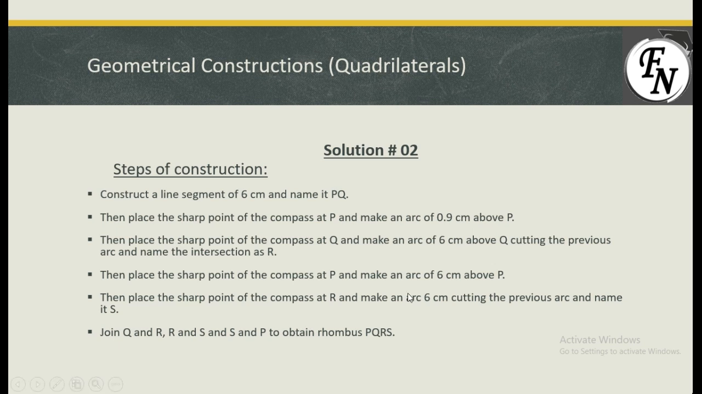So we know that a rhombus has all four sides equal. We have been given the side as 6 centimeters, so all the sides would be 6 centimeters. That is the reason we are making all the sides 6 centimeters. But the only thing is the diagonal, that is 0.9 centimeters, and this will help to make the third point, that would be R, and after constructing R it would be a pretty simple case to draw S. So let's look at it on a piece of paper now.